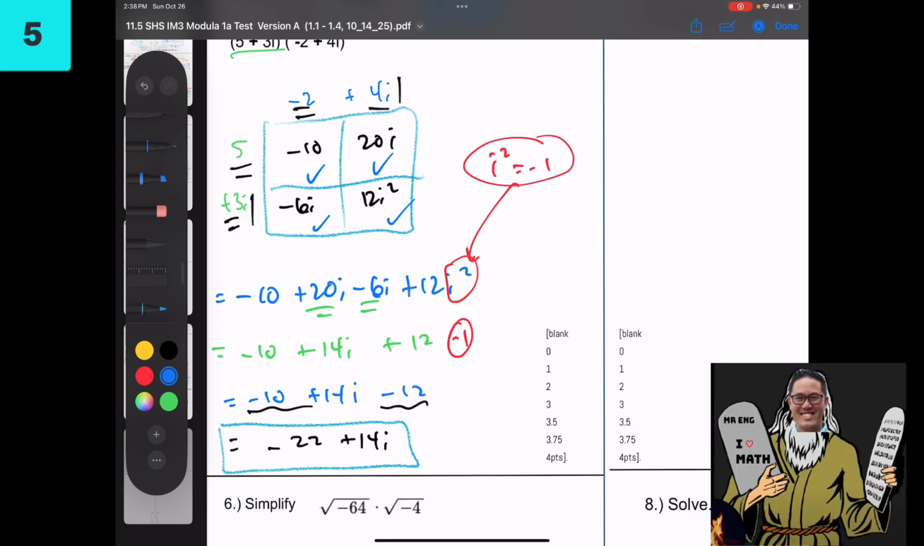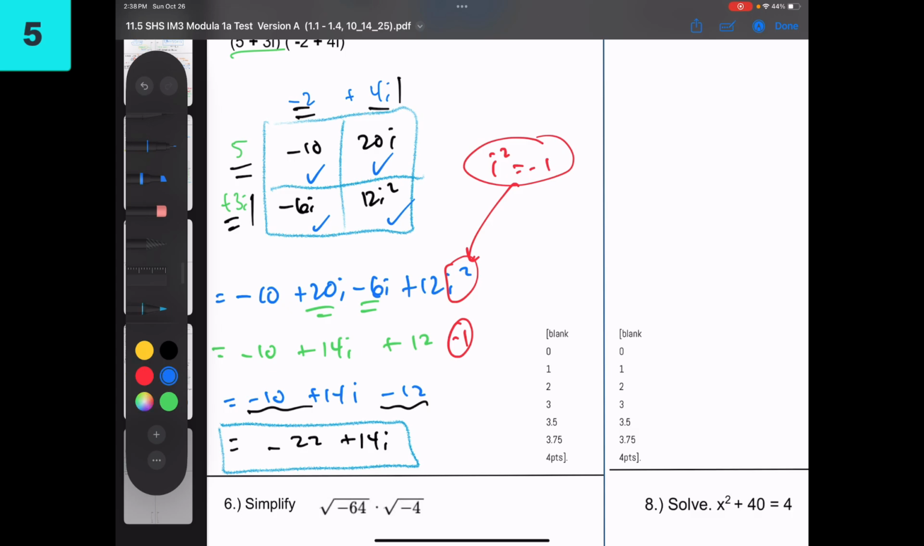Okay, some partial credit. 3.5 points if you had 12i squared.